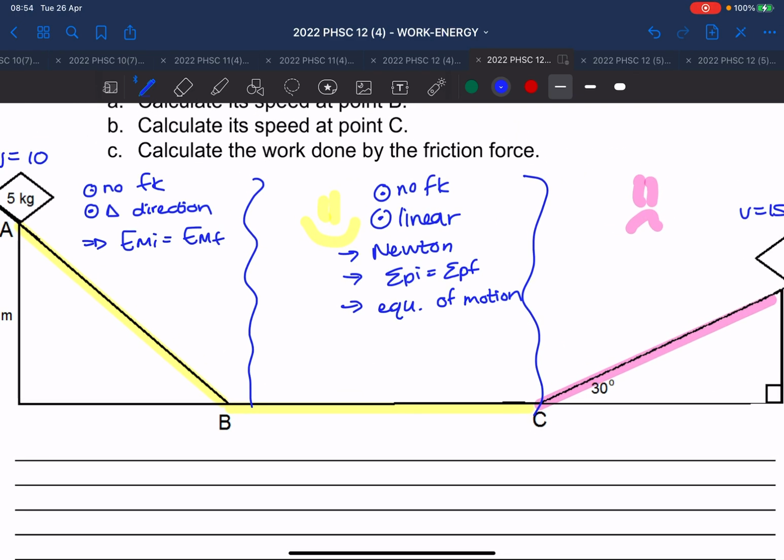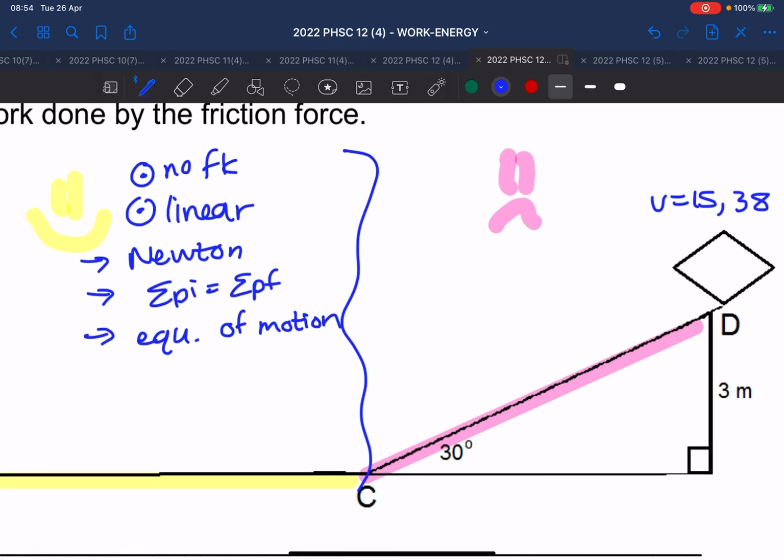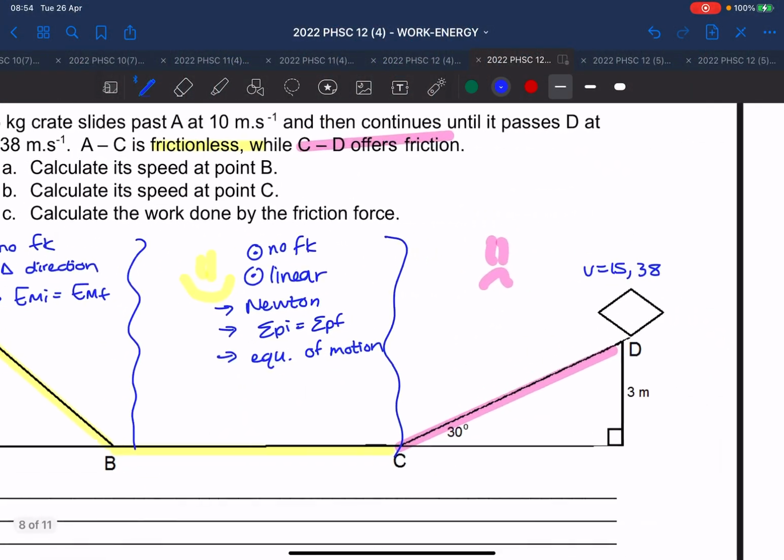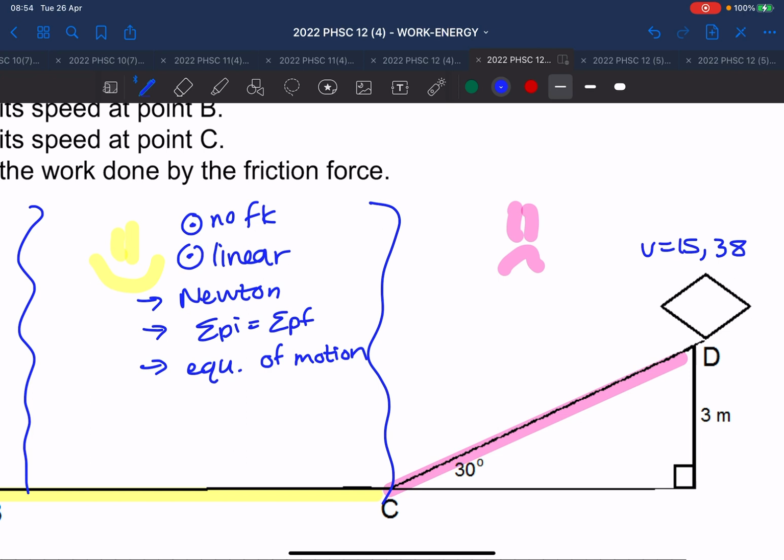Okay, and then for the last one, because there is friction, and because there's a change in direction, we have to use the work energy theorem. The work energy theorem.